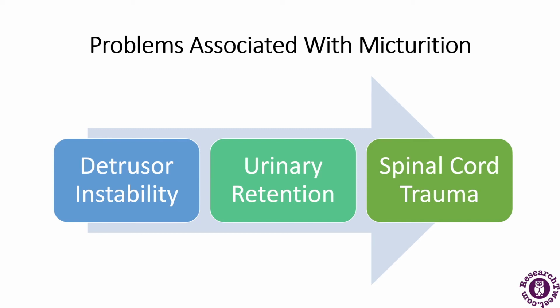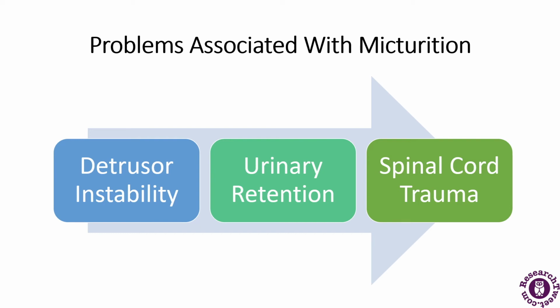First, we will discuss detrusor instability. This is a condition where the detrusor muscle contracts without any apparent reason. This muscle is responsible for contracting the bladder and helps with the micturition process. As a result, detrusor instability results in urinary incontinence.